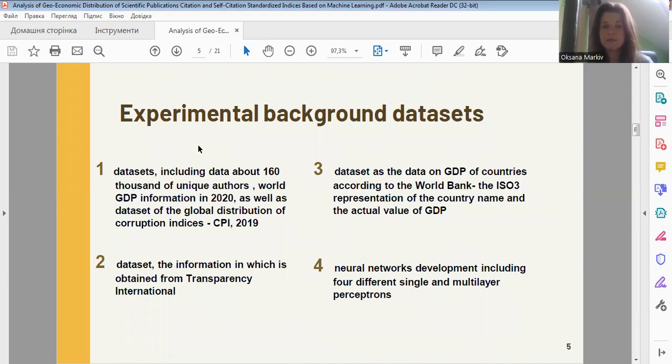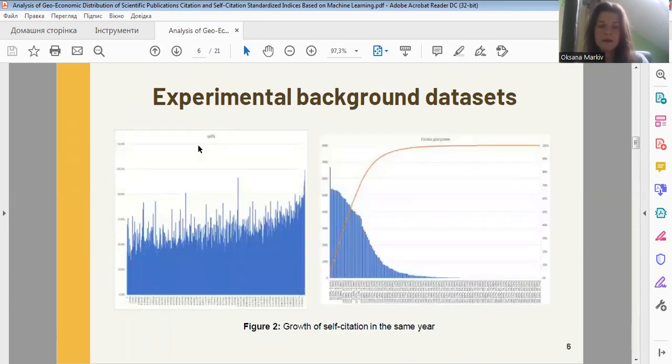The study is based on several data sets, including about 160,000 authors, world's GDP information 2020, dataset of global distribution of corruption indices 2019, and these 4 datasets are demonstrated on this slide. First dataset about author contains the 46 fields, and here are diagrams that show the growth of self-citation in the same year. So let's get acquainted with these figures. Yes, 2 figures are demonstrated on this slide.